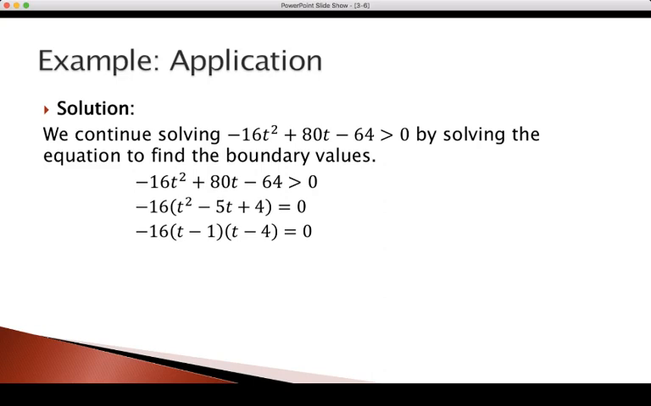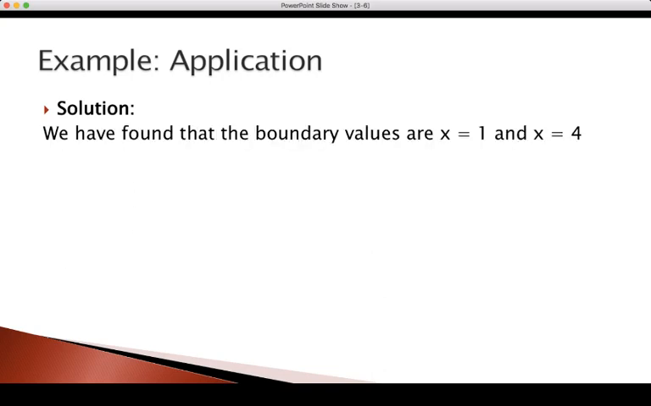Now by looking at this, we notice that there are two values of t that make this equal to 0. t minus 1 equal to 0 implies t is equal to 1, and t minus 4 equal to 0 implies t is equal to 4. So these are the two t values that make our polynomial equal to 0. In other words, we have found our boundary values. They are t equal to 1 and t equal to 4.